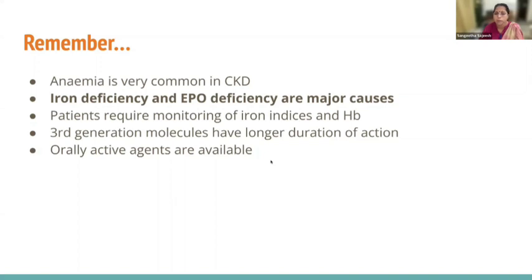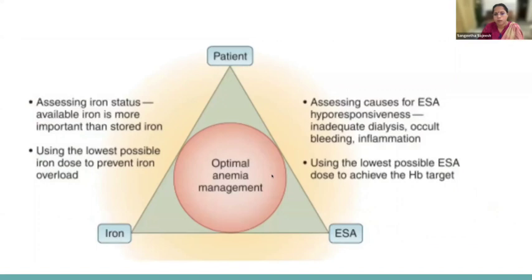Treating anemia is very important in CKD patients for improving quality of life and decreasing morbidity and mortality. The three major things: patients should have proper dialysis, since under-dialysis is another common issue, so we should always check the adequacy of dialysis and whether the patient is getting adequately dialyzed. Then iron stores and ESA. These are the three cornerstones of optimal anemia management.